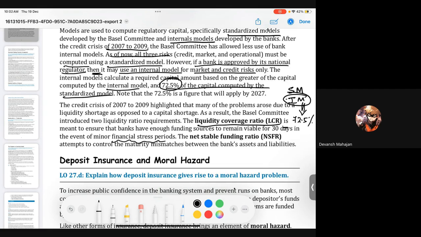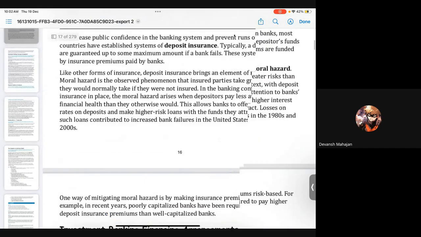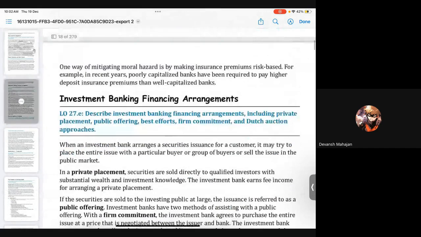The other ratio is the net stable funding ratio. The net stable funding ratio basically focuses on assets versus liabilities. The amount of assets that the bank has and the amount of liabilities that the bank has. The banks cannot have too much liabilities on the basis of the assets that they are holding. Okay, so two ratios. Now, next we have deposit insurance.